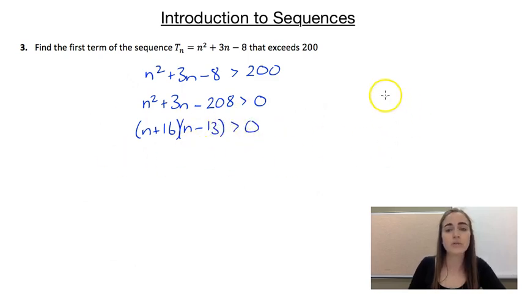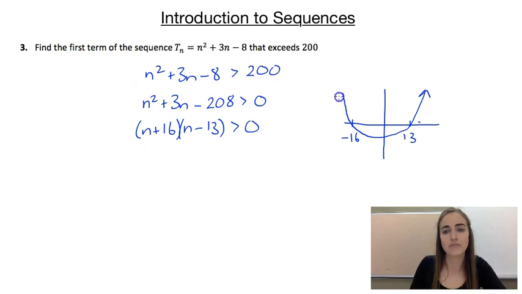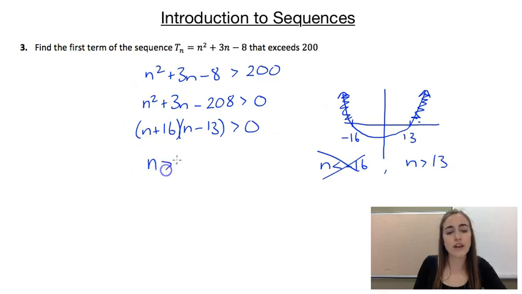Now to solve a quadratic inequality, we always want to draw a really quick sketch. So this quadratic is going to have roots at minus 16 and plus 13. So minus 16, and we're going to have plus 13. It's a concave up parabola, so it's going to look something like this, just very roughly. And we want when that quadratic is greater than 0, so we want either this section or this section here. So we either want when n is less than minus 16 or when n is greater than 13. Now, we don't deal with negative numbers when we're talking about sequences, so this one's completely out. So we want when n is greater than 13.